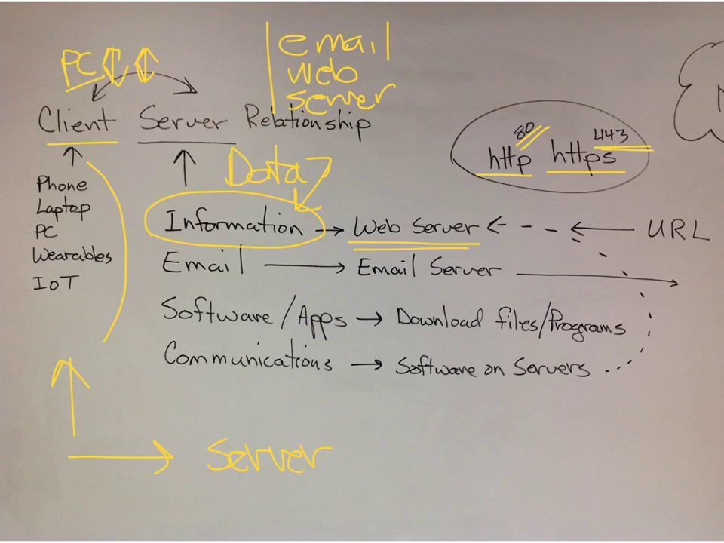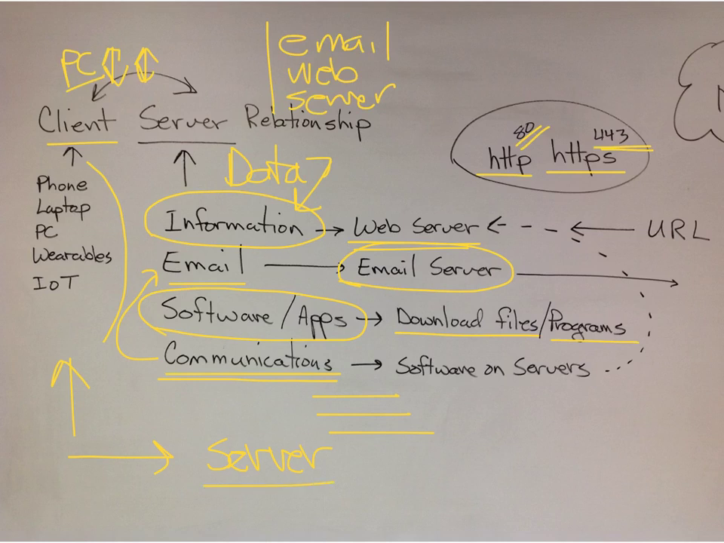So, some of these services we talk about. Email. We have email servers. Software and apps. We can download these files or programs to our computer. Doing basic communications, whether that's email, but then we have all those other ones. Snapchat, WhatsApp, Instagram. We have a lot of different ways that we can communicate in a client-server situation. Software on servers that allow us to do that.